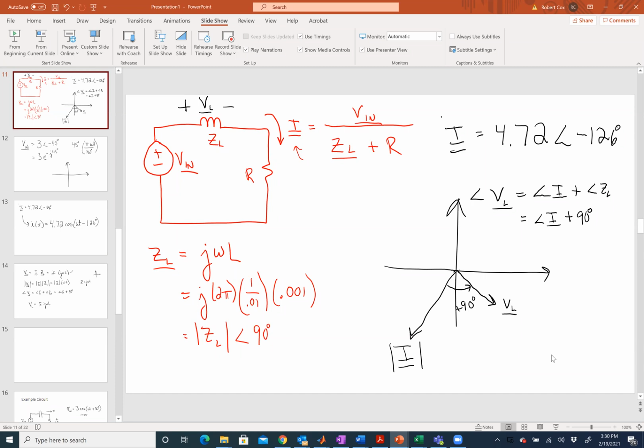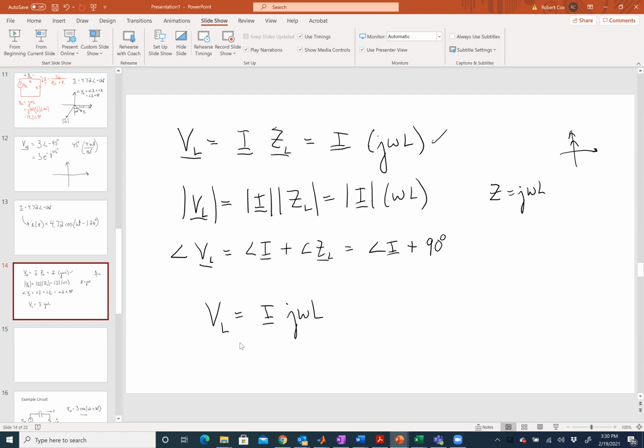So the angle, remember, is this guy. This is the angle of V sub L. What would that be? Negative 36. Yeah, negative 36, right? The angle of this guy would be negative 36 degrees. All right, so let's try that. Let's see if we can verify that for ourselves.